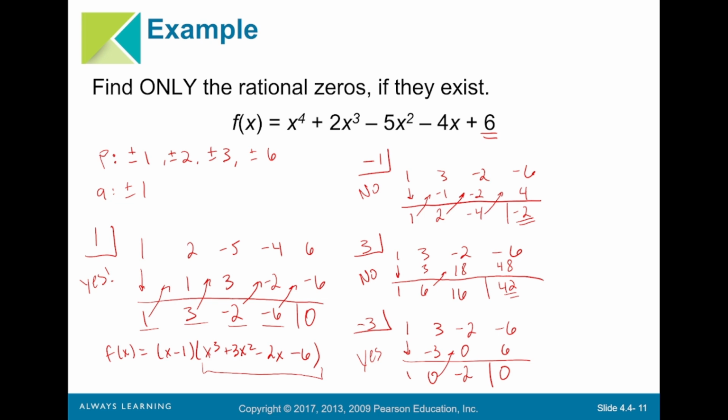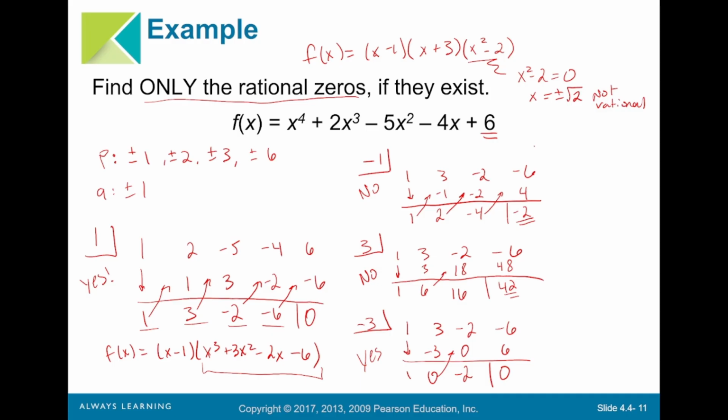So that tells us now, if you come back up to the top, that we get f of x equals x minus 1 times x plus 3 times x squared minus 2. So now we're most of the way there. If we wanted to pick up the zeros from this term, we'd have to take x squared minus 2, set it equal to 0. We get x equals plus or minus root 2. But these are not rational. And that is not what the question asked for. It only asked for the rational zeros. So the rational zeros are the ones we found, x equals 1 and x equals negative 3. Those are the only rational zeros. We throw out the irrational ones here. But again, it took 4 synthetic divisions in order to get us to the answer.